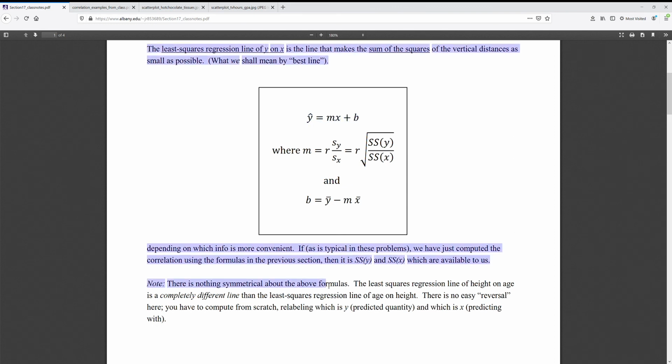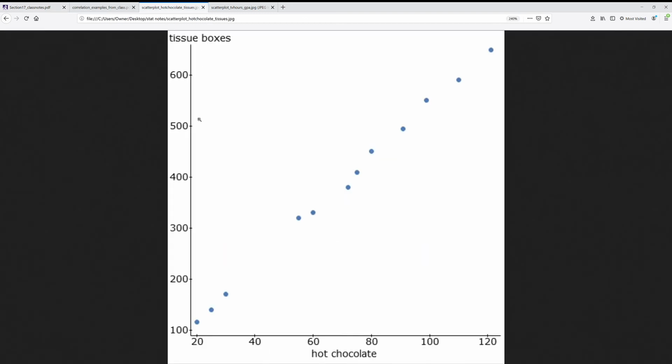There is nothing symmetric about the above formulas. If you want to reverse this, having talked about the least squares regression line of height on age, if you want to go back and do the least squares regression line of age on height, then you literally have to start from scratch. There is no easy reversal here. Turning the formulas inside out will be a disaster. So my advice is to stick to calling x the thing you're predicting with, and stick to calling y the thing you're predicting. In other words, having found the least squares regression line of tissue boxes on hot chocolates, to predict tissue boxes from hot chocolates.